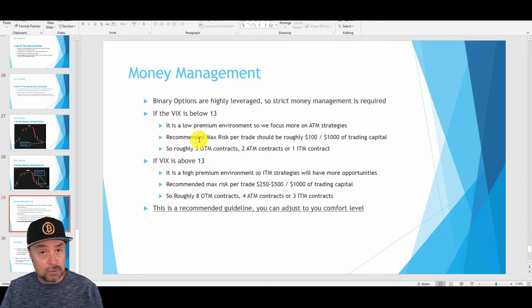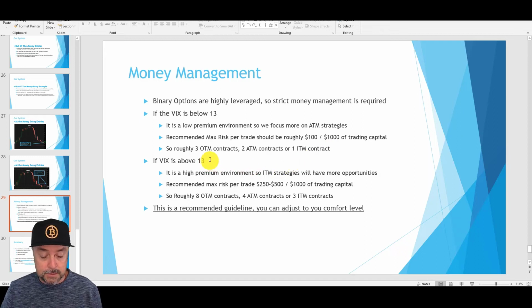But again, I don't do those on official calls because official calls are very conservative. Recommended max risk per trade should be roughly $100 per thousand of trading capital. So what this means here is roughly 3 out of the money contracts, so you're risking a little to make a lot. A couple of at the money, 2 at the money contracts, so you're going right at like 50-50 odds as far as pricing is concerned with the market makers, or 1 in the money contract. So that's our typical official type call.